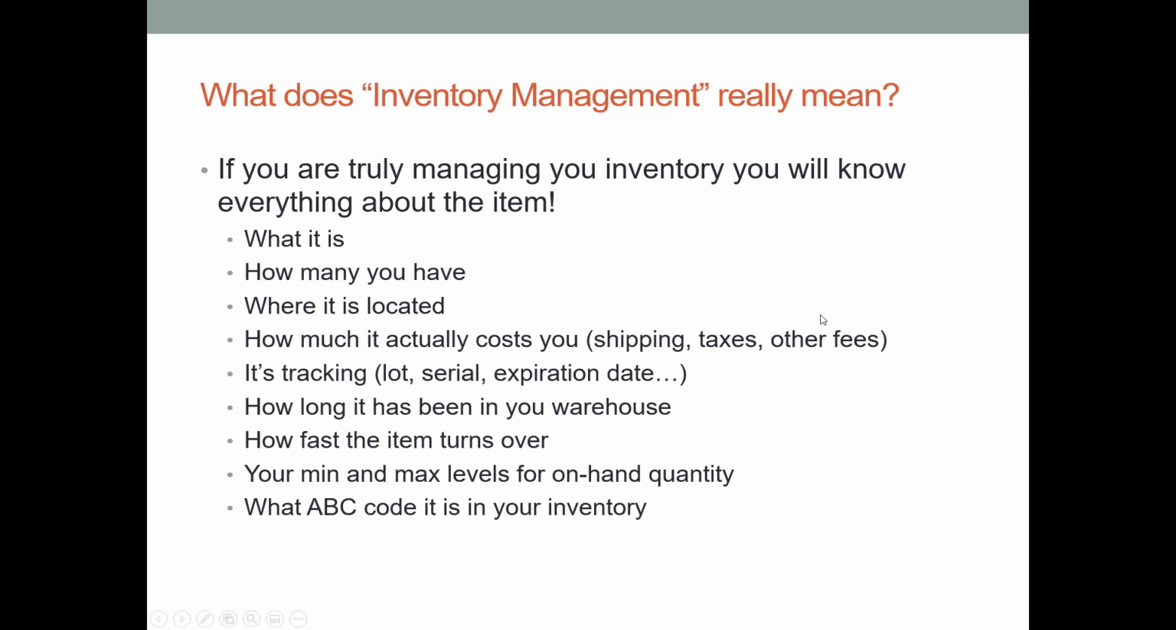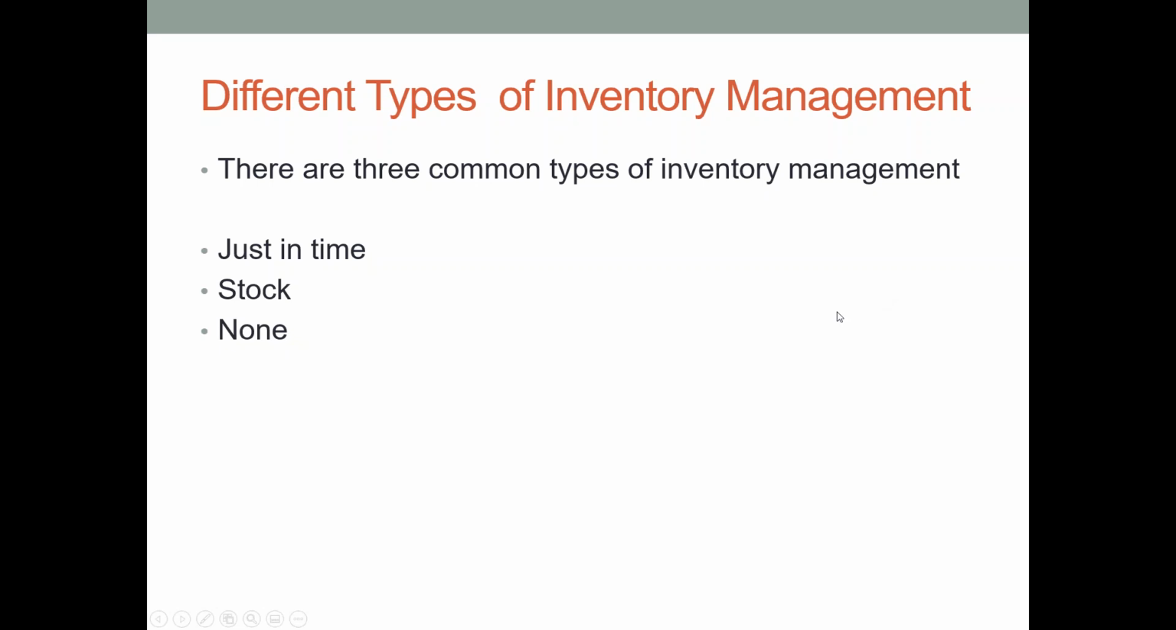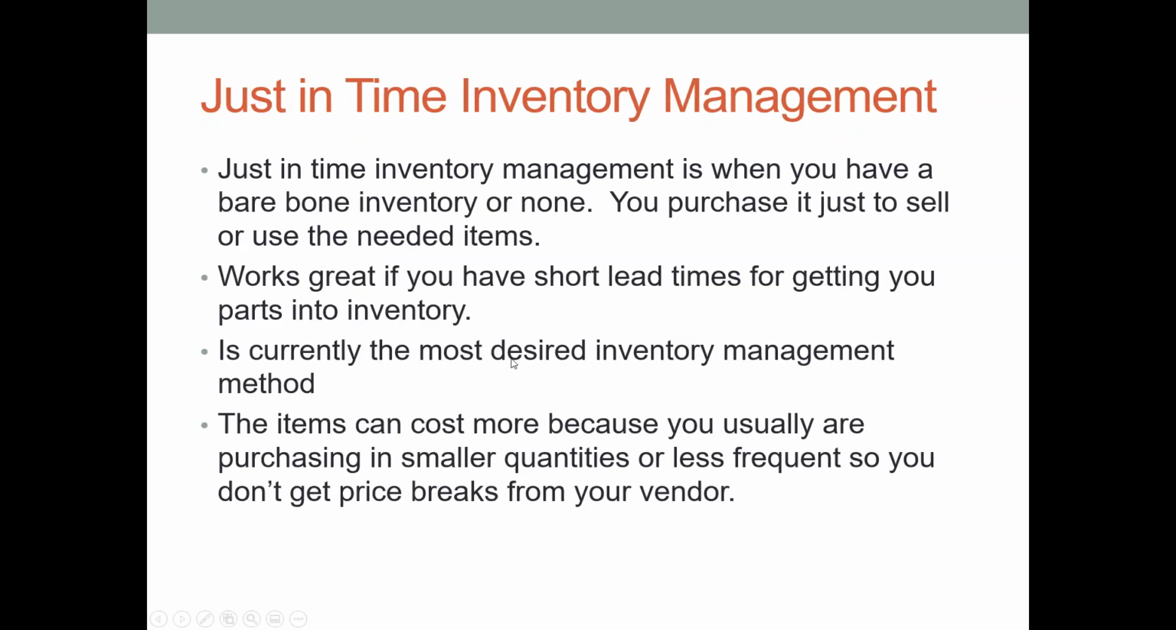And then we'll talk a little bit about ABC codes. Basically it's just a way that you can classify your parts and which parts are your most important parts. All right, we talked a little bit about this. There are common types of inventory management: just-in-time, stock, and then no inventory management. I've had a lot of people that have no inventory management system.